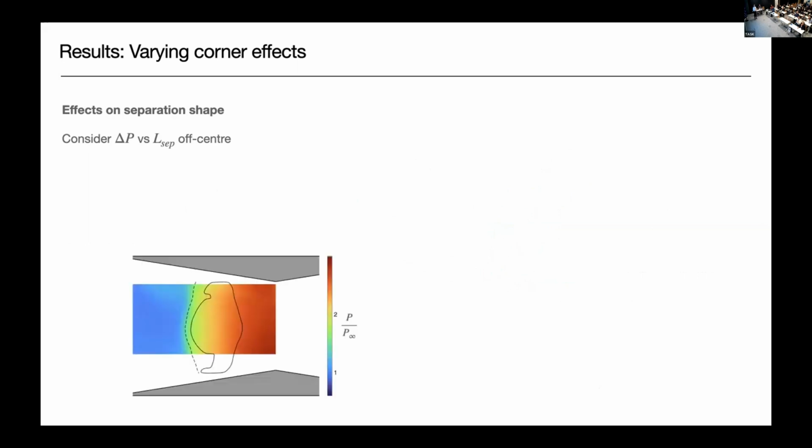But we also saw that we have complicated separation shapes developing for varying corner effects. Okay, so we want to try and explain how that works. And to do that, we'll do a similar analysis to what we did before along the center line, but now we'll also consider taking strips at off-center locations. So we take a whole series of streamwise strips, and along each of those strips, we do the same thing, where we look at the difference in pressure from separation to reattachment and consider how the separation length at that point relates to that pressure rise.